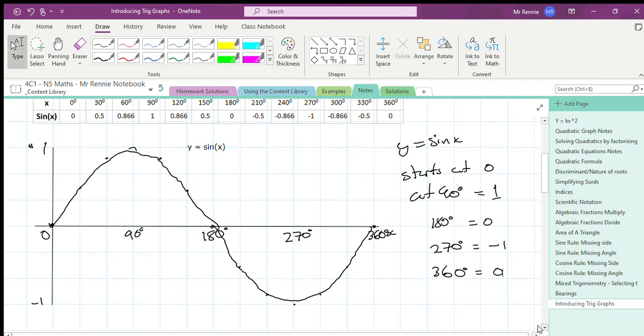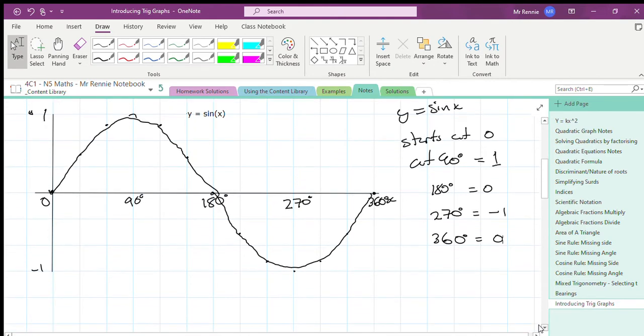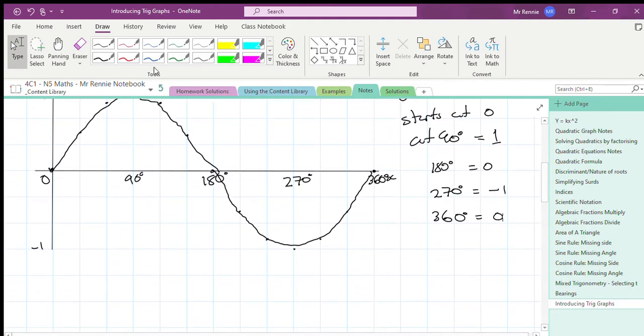Right, a couple of key phrases we're going to introduce now. A sine graph has a maximum at 90 degrees. The tallest a sine curve gets is at 90 degrees, when it equals the value 1. It has a minimum value at 270 degrees, when it's at negative 1.